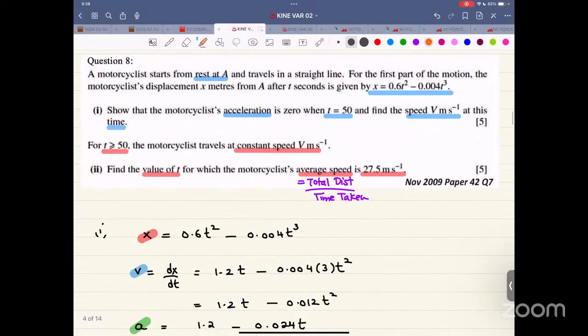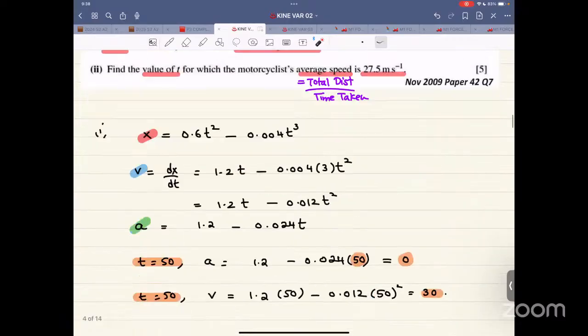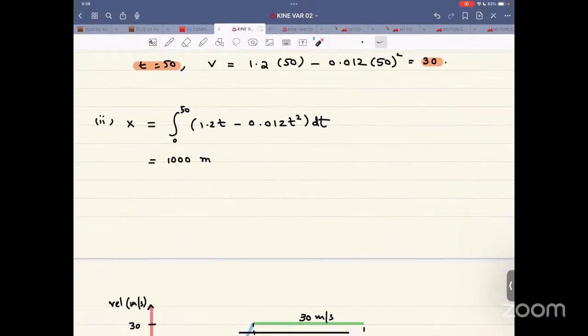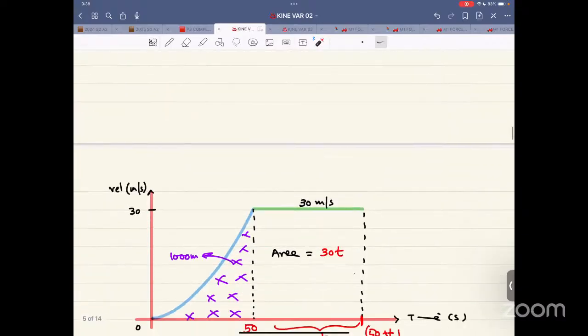Now it says for t greater than or equal to 50, the motorcyclist travels at a constant speed of v meter per second. So first it's variable acceleration, then it's constant speed. So maybe it's a flat line like this. Not maybe, it is. Find the value of t for which the motorcyclist's average speed is 27.5 meter per second. Just for reference, average speed is total distance over time taken. So now, first of all, between 0 and 50, we can find the distance covered, that is 1000 meters.